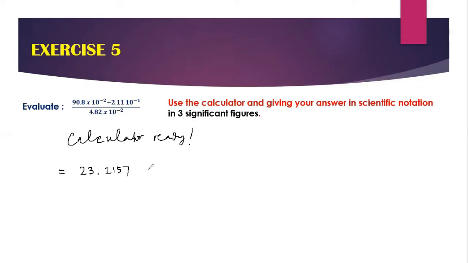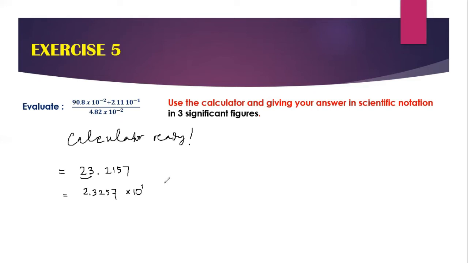Students, this number is not scientific notation yet, because before the decimal we have 2 digits. We are going to change this one to have 1 digit left of the decimal. So, 1 step left, 2.32157 times 10 to the power of 1.